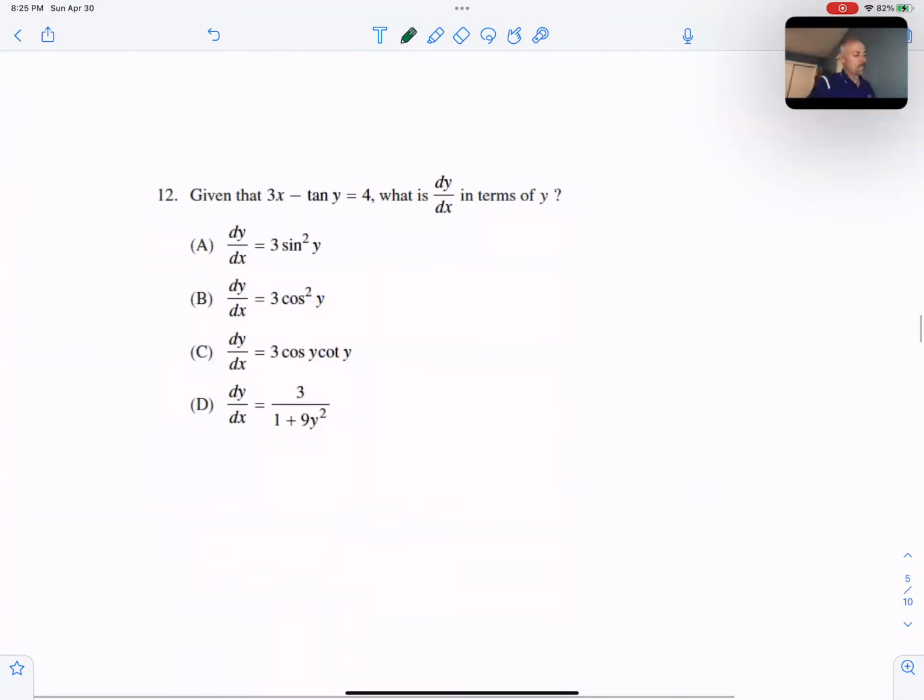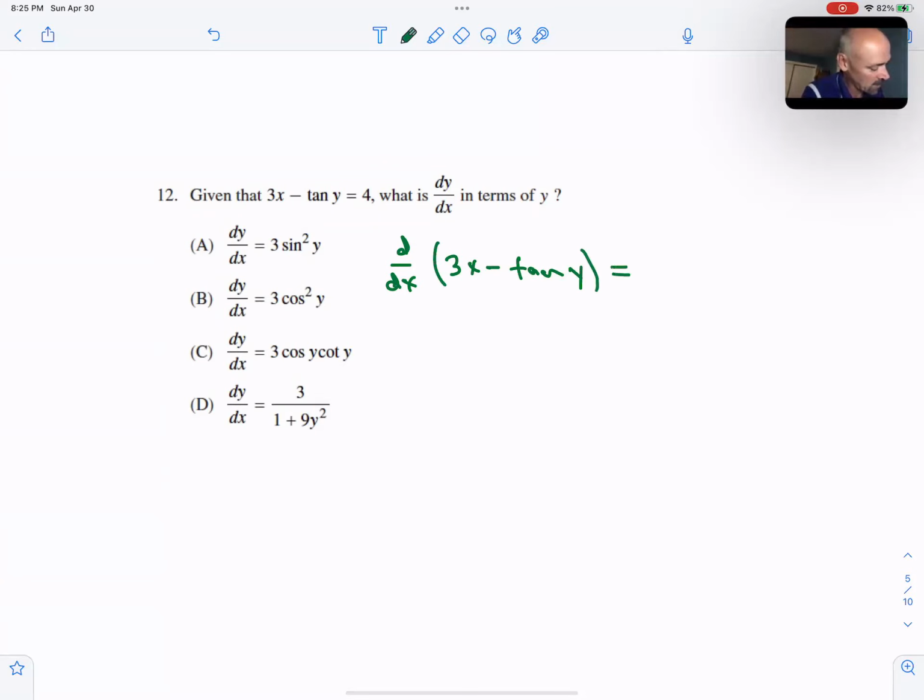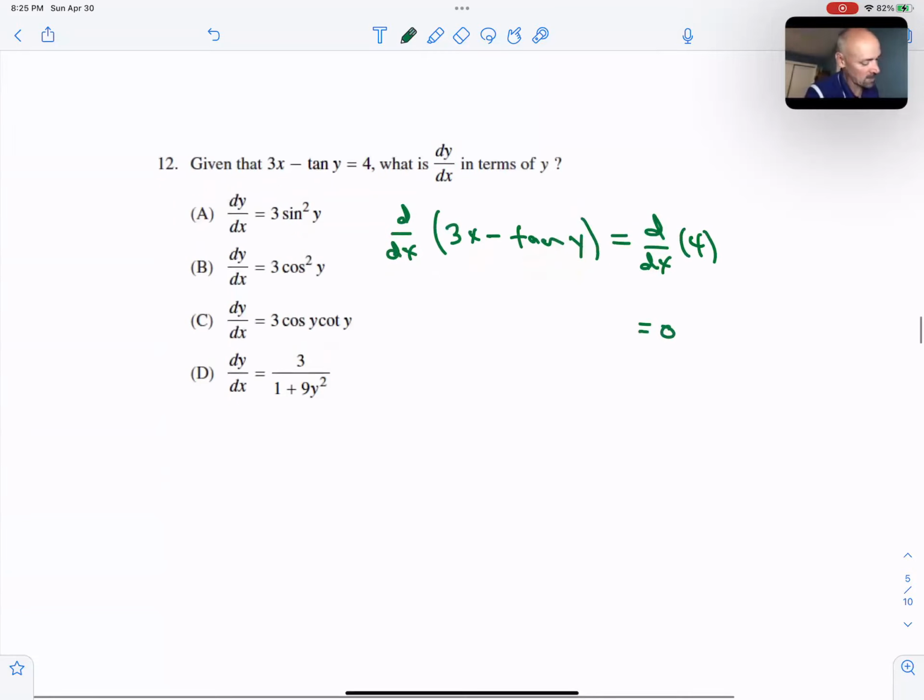Okay, number 12, given that 3x minus tan y is equal to 4, what is dy dx in terms of y? Okay, we can just do implicit differentiation on this and go d dx of the left side just the way it is. I'm not going to try to rearrange this and solve for y. So d dx to that side, d dx to the right side. That's going to be 0, d dx of a constant.